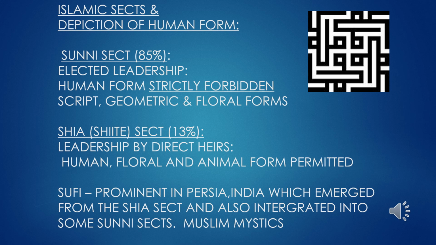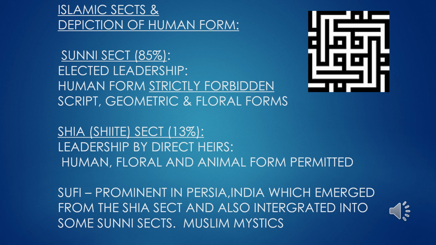There's two major sects in the Islamic religion, the Sunni and the Shia. About 85% you can see are Sunni. And this had to do with how after Muhammad passed, would there be either elected leadership or leadership via direct heirs. So you can see the different sects split from that.